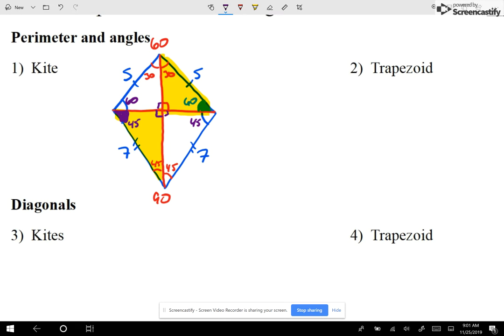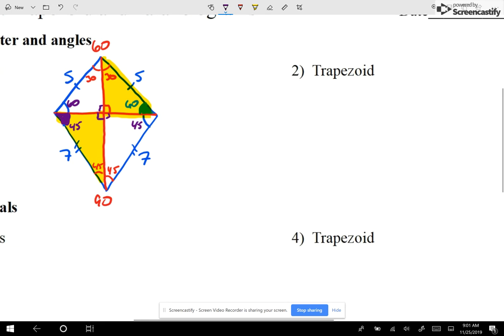Now, let's take a look at a trapezoid. On a trapezoid, the top side and the bottom side are parallel. One side is bigger than the other one. And let's take a look at these other sides. The interesting part of trapezoids, remember the top side and the bottom side are parallel, but they're different length.